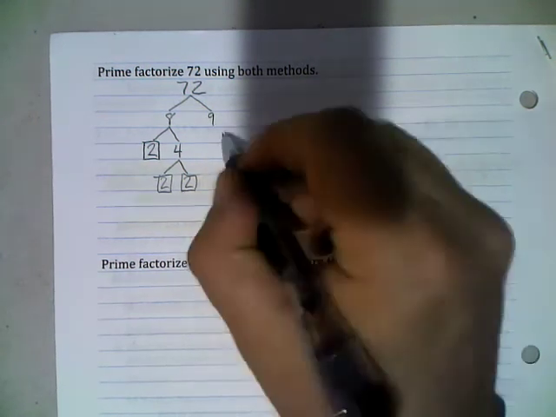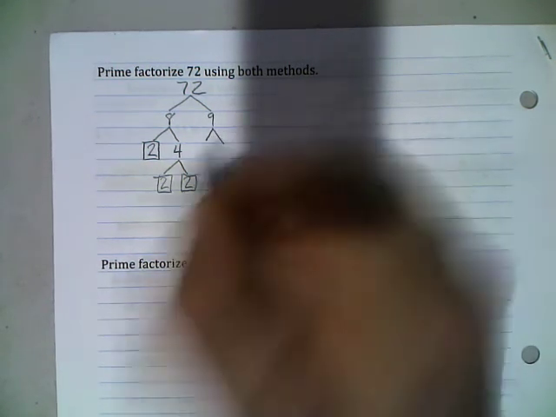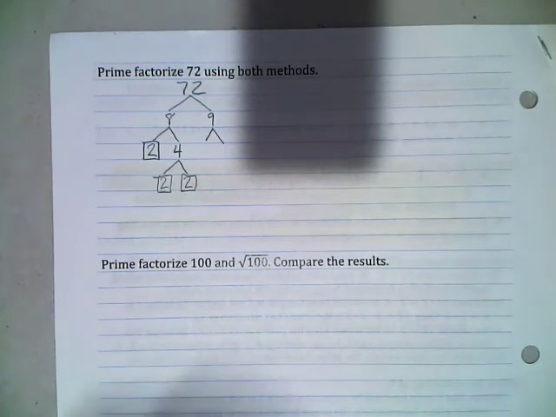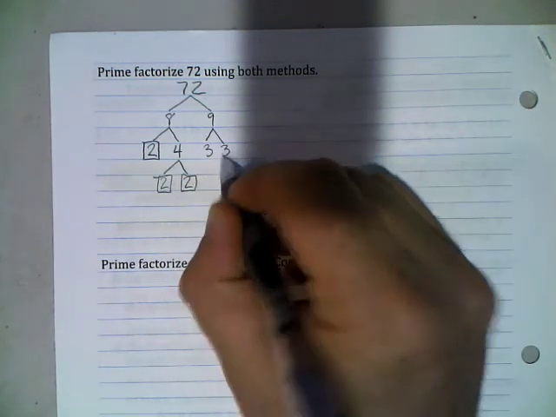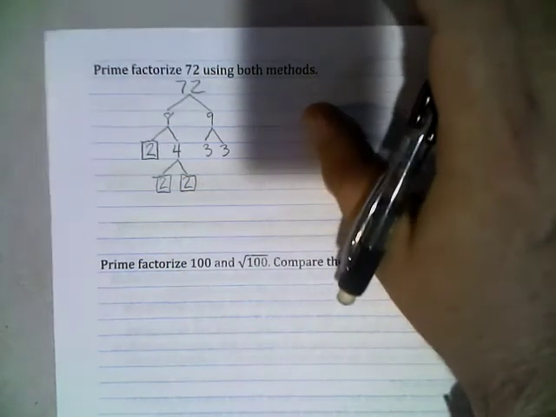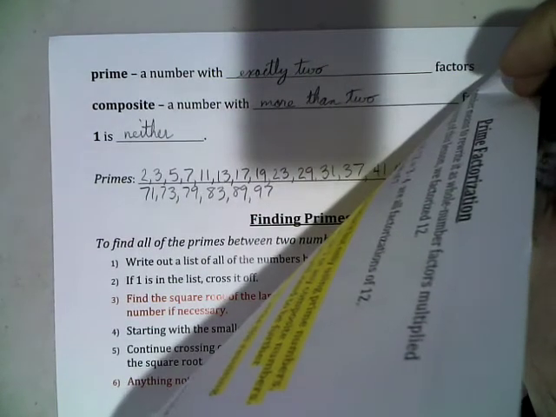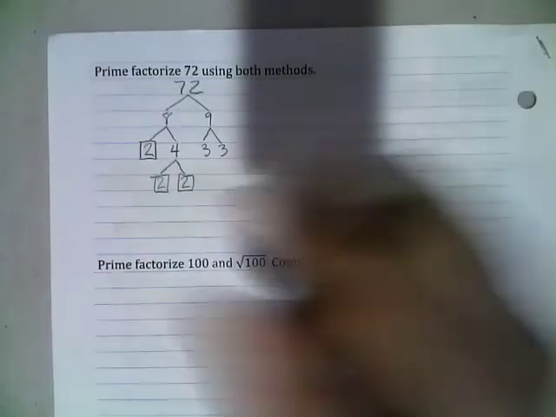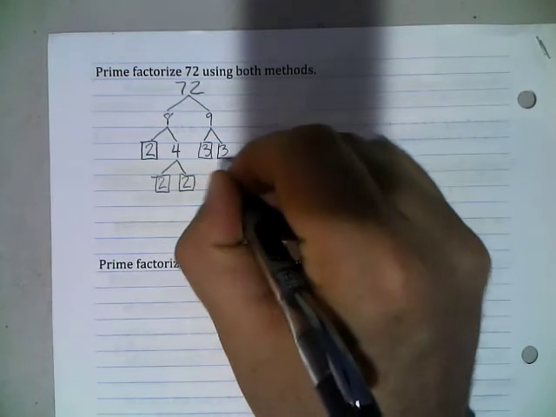So we got to come back up to the 9 now. I'm going to branch the 9 out. So what times what is 9? And hopefully you just said 3 times 3. Well, if you need to look at your list again, look at your list, is 3 prime? Oh, yeah, it is. So both of these now are done.